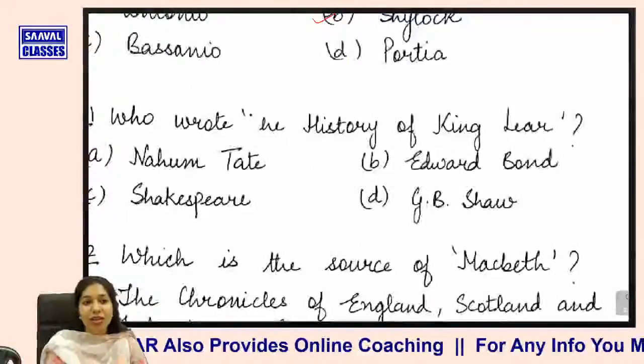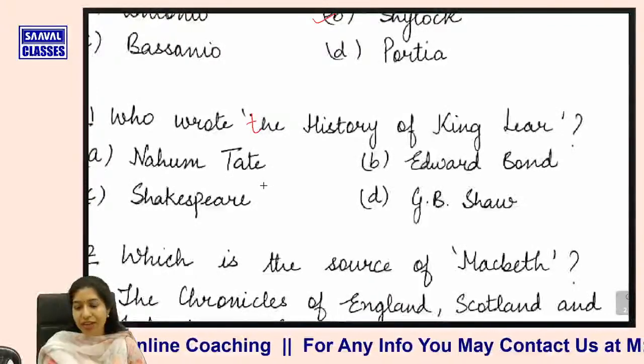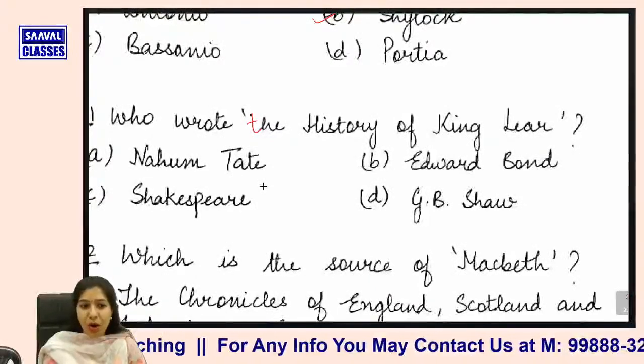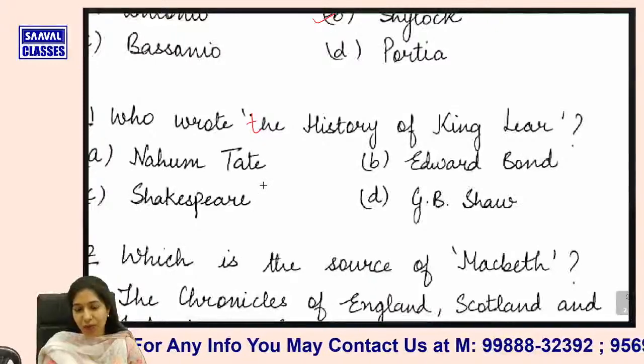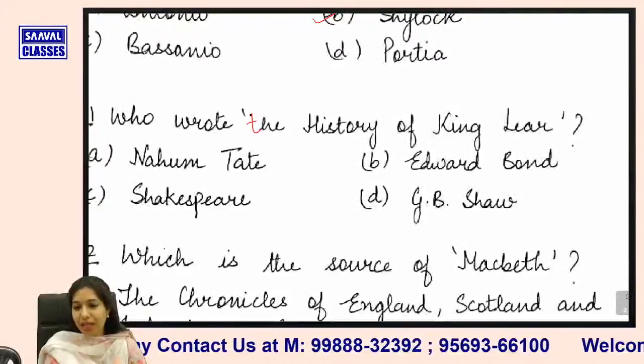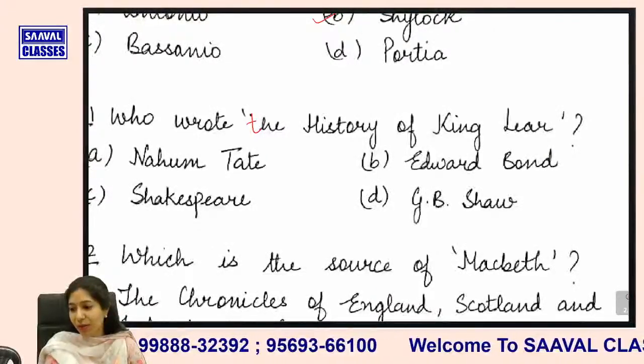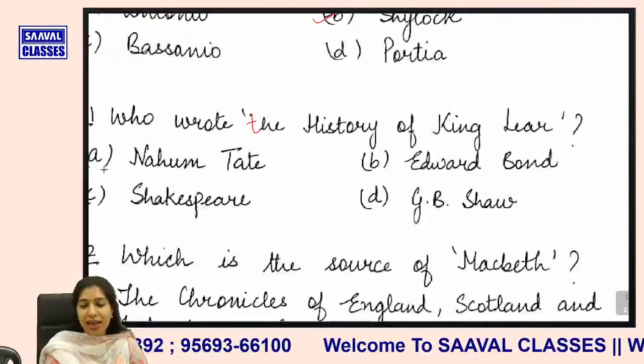Who wrote the history of King Lear? Nahum Tate, Edward Bond, Shakespeare or G.B. Shaw? Who wrote the history of King Lear? Nahum Tate, Edward Bond, Shakespeare or G.B. Shaw? It was Nahum Tate.